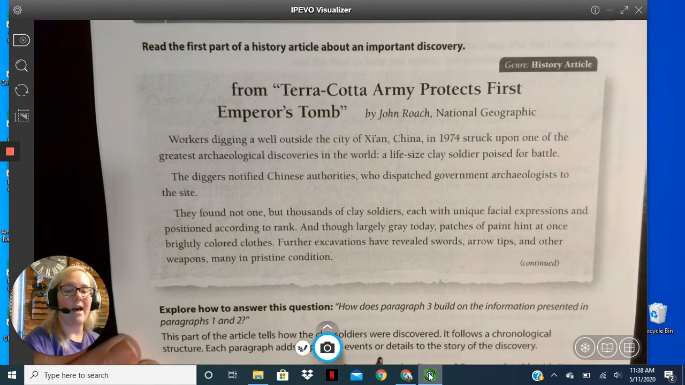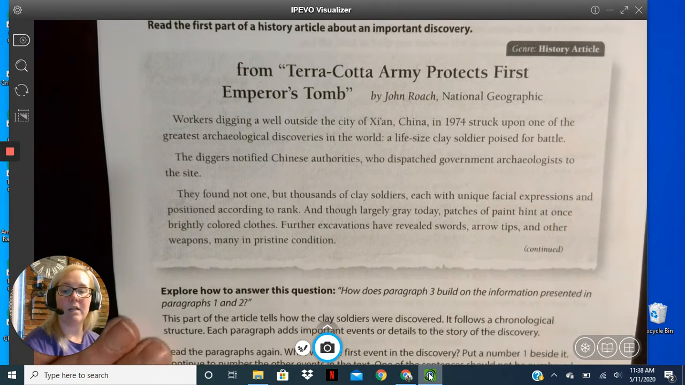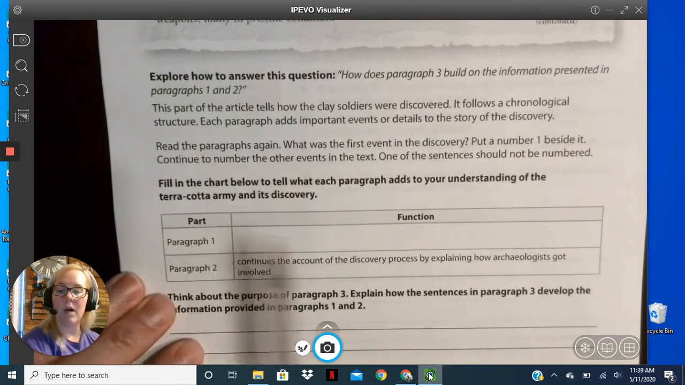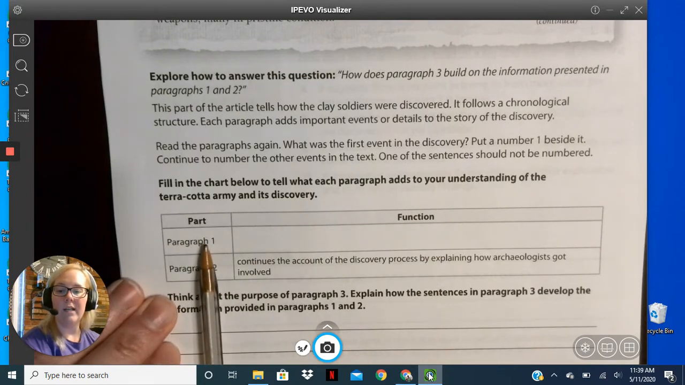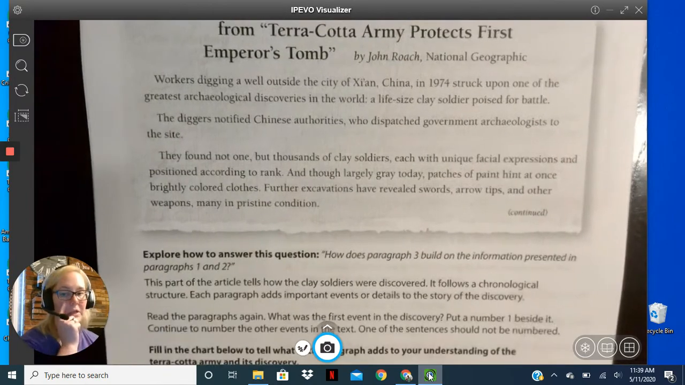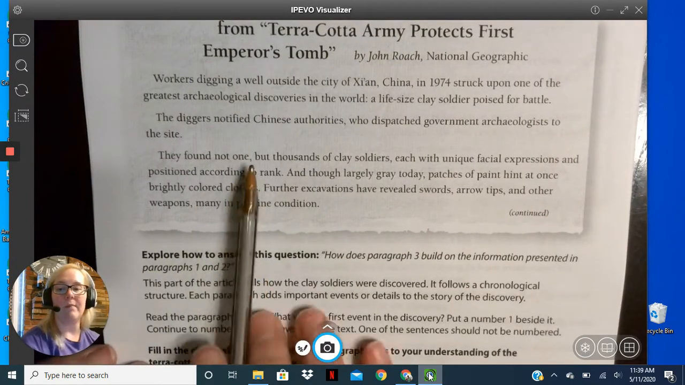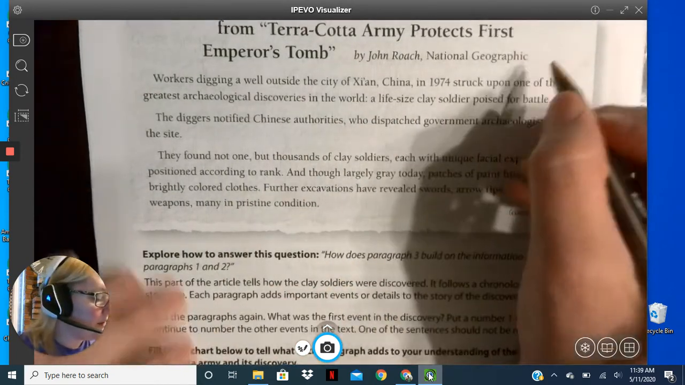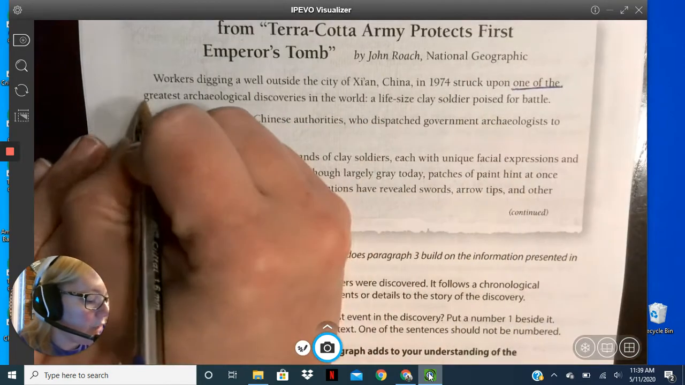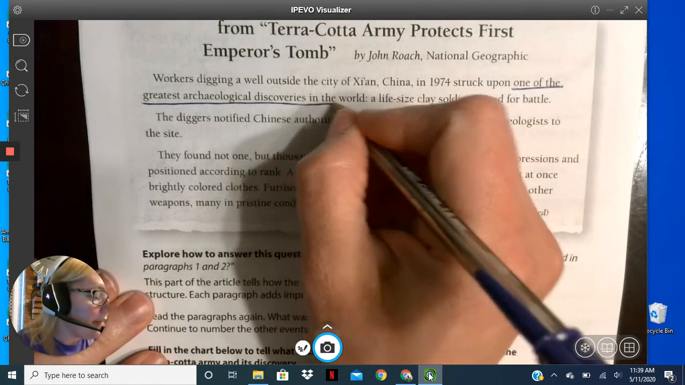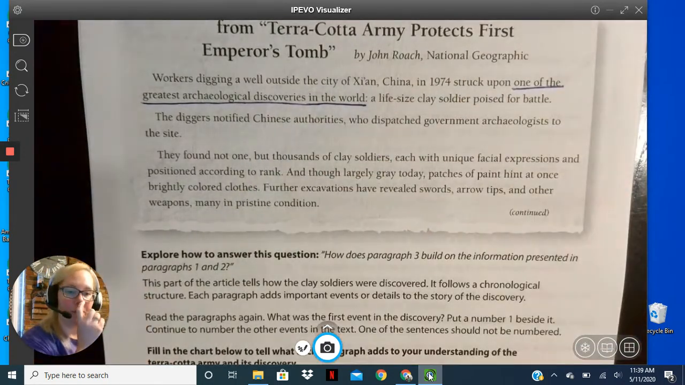All right, so if I'm thinking about how paragraph 3 builds on the information presented in paragraphs 1 and 2, I, again, can use the same graphic organizer, part to function. Paragraph 1 and 2 and 3 are my part, and function is what does each one of them do. So if I want to go back and look at the first one, paragraph 1 says workers digging a well, they struck upon one of the greatest archaeological discoveries. And I think that this is pretty strong language here. Greatest, when I see words like greatest in the world, I think that that's strong language and I want to pay attention to it.